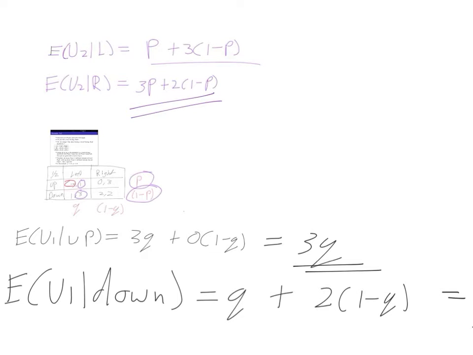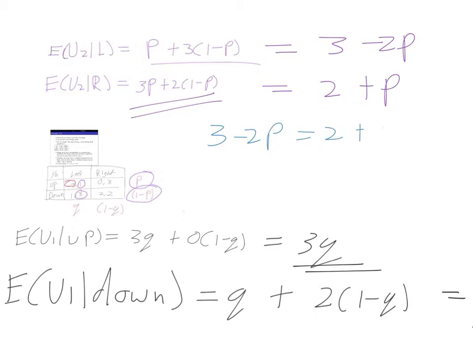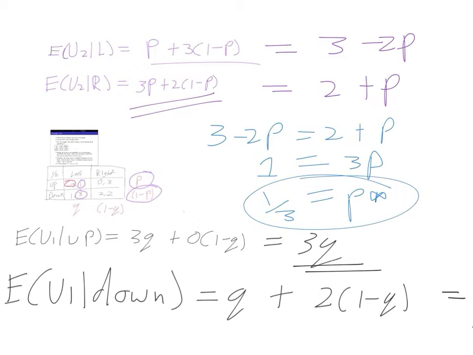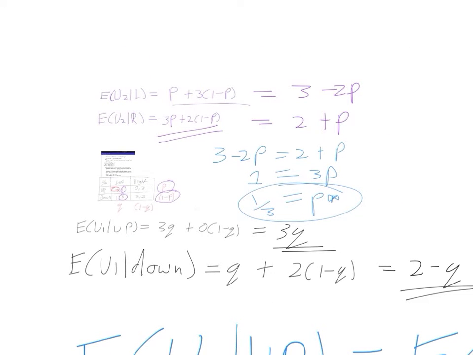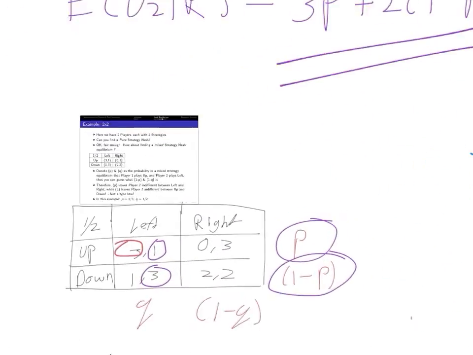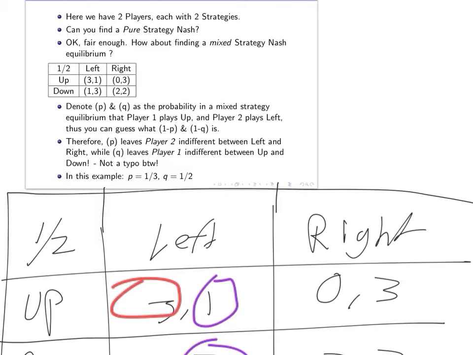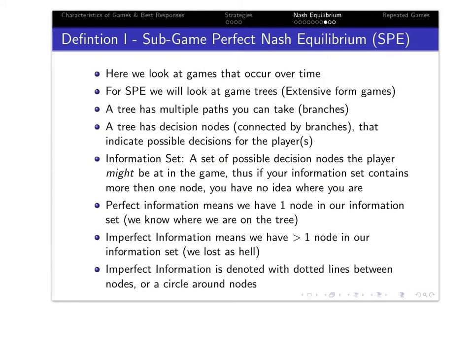And then all we have to do is make it a bit easier. Okay, and then we just set them equal, so it's 3 minus 2p equal to 2 plus p. And we get 1 is equal to 3p, and then 1/3 is equal to p star. So that's how you get p and q, and then obviously 1 minus p and 1 minus q is just 1 minus p and 1 minus q. So, did I get it right? Good.